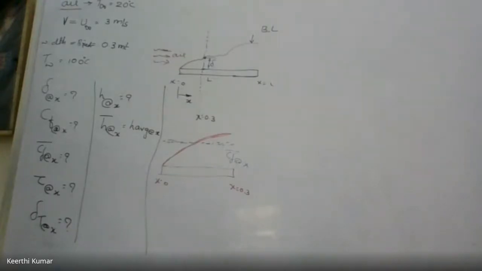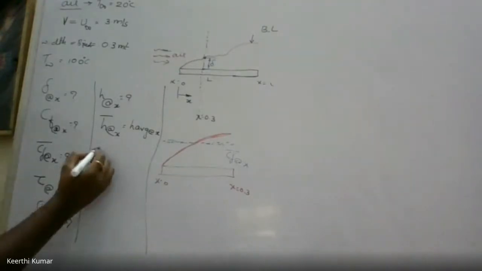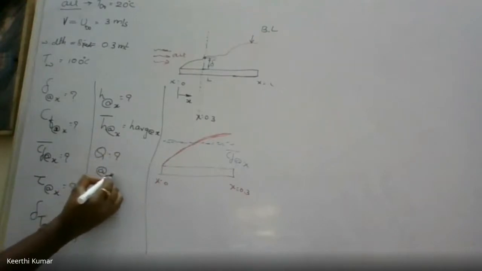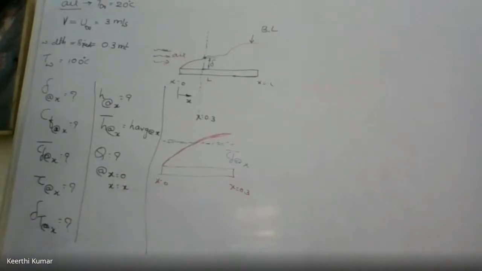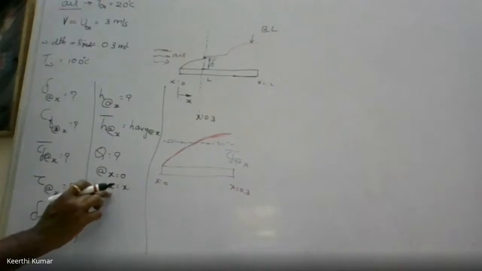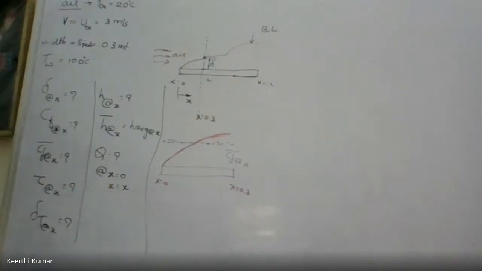Average rate of heat transfer from the plate, Q, is asked between what? Between x equal to 0 and x equal to x. That means find the Q at 0 and the Q at x equal to 0.3 by convection.